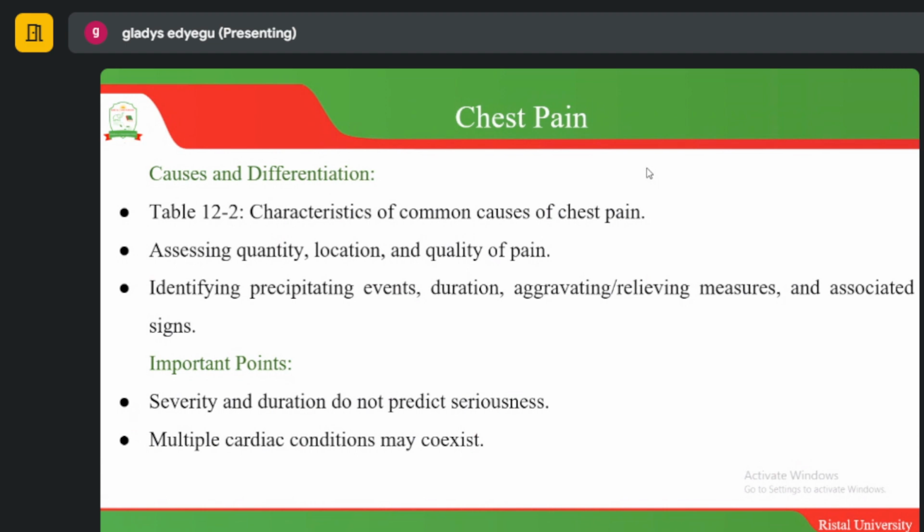But then you also have to look at, was there a trauma? How are the lungs of this patient? So that you can be able to categorize or to differentiate from the cardiovascular conditions. Then also assessing the quantity, location, and quality of pain.